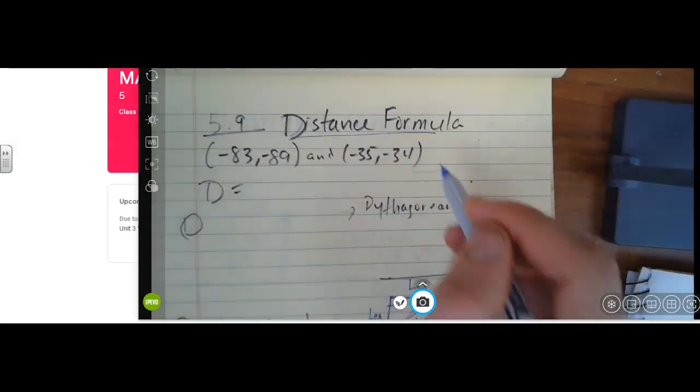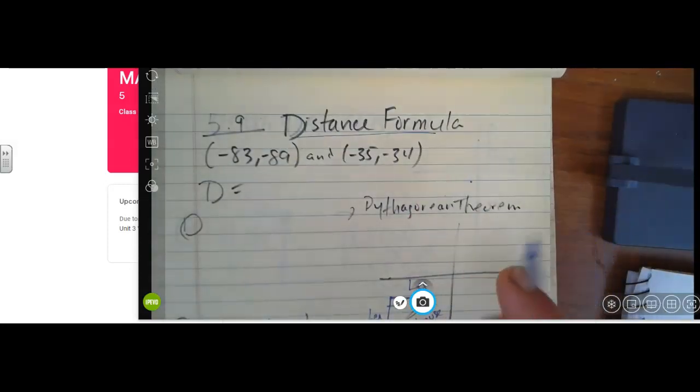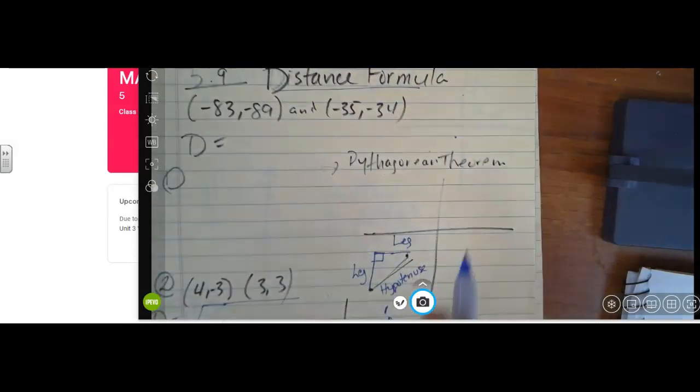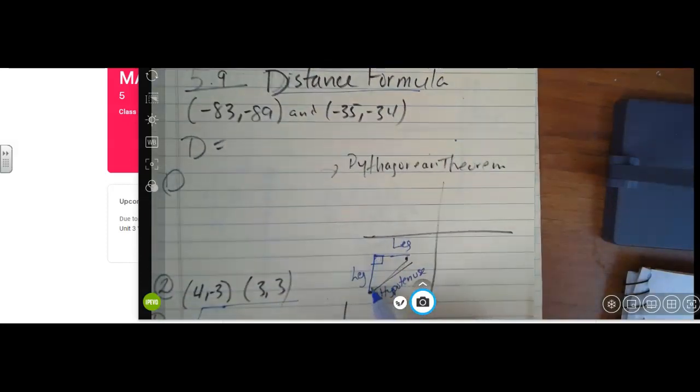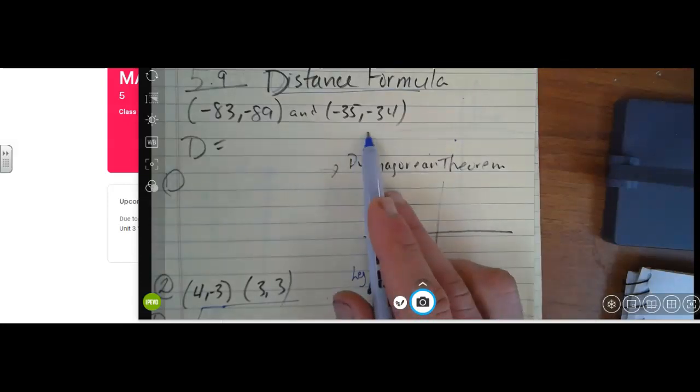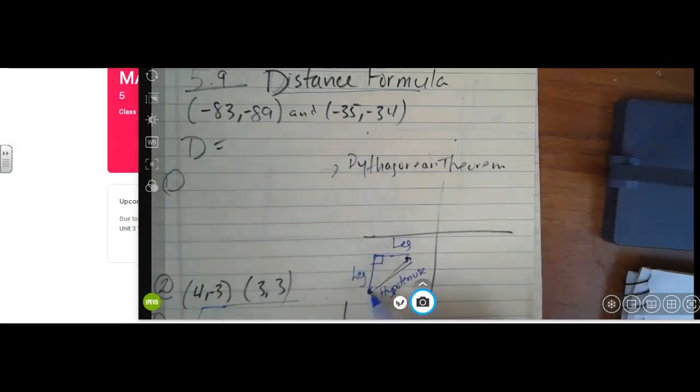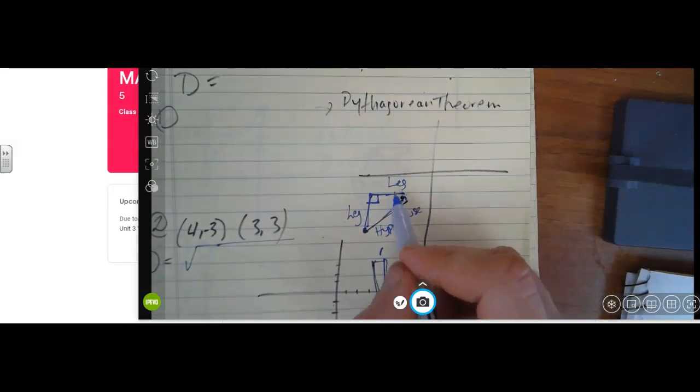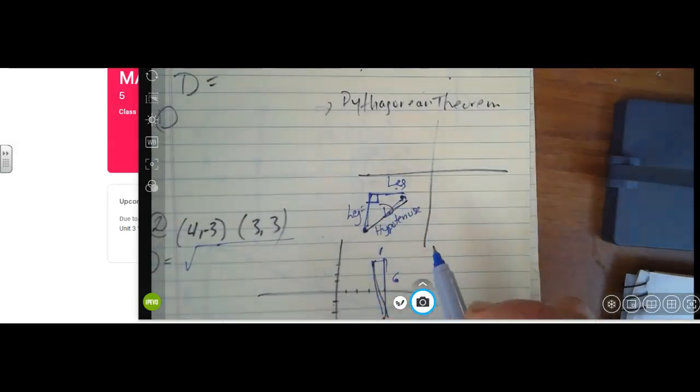So the distance formula is really the Pythagorean theorem in disguise. I just want to show you that, and I drew these graphs just to show you. So if you take the point negative 83, 89, it's not exact, but there's a point there, and then negative 35, negative 34 is approximately here. And we're looking for this distance. Well, what I want you to do is to visualize making a right triangle, and then think of these as two legs of a right triangle without the hypotenuse. So the distance is always the hypotenuse of a right triangle. That's the way I want you to think about it.